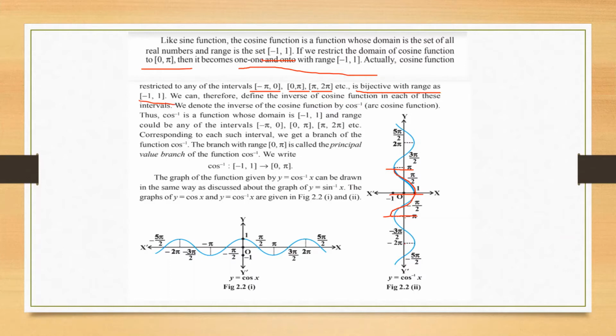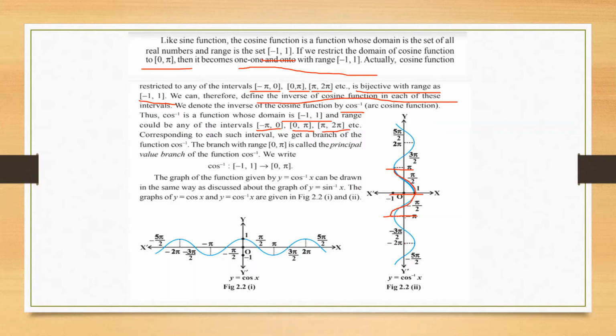A similar case has been discussed for the sine function. So we define the inverse of the cosine function in each case. We denote the inverse of cosine x by cos inverse. It is a function whose domain is [-1, 1] and whose range could be any of the intervals. But again, the thing is about the principal value. The principal value branch has the range 0 to π.